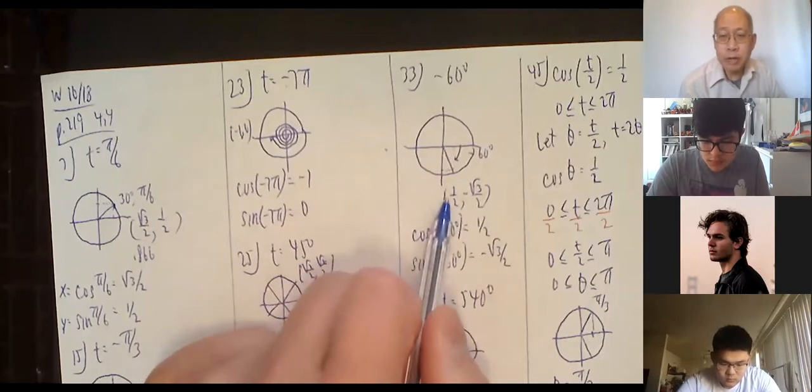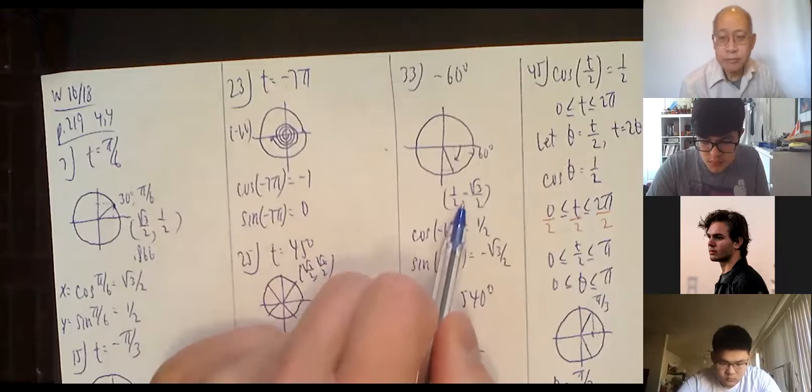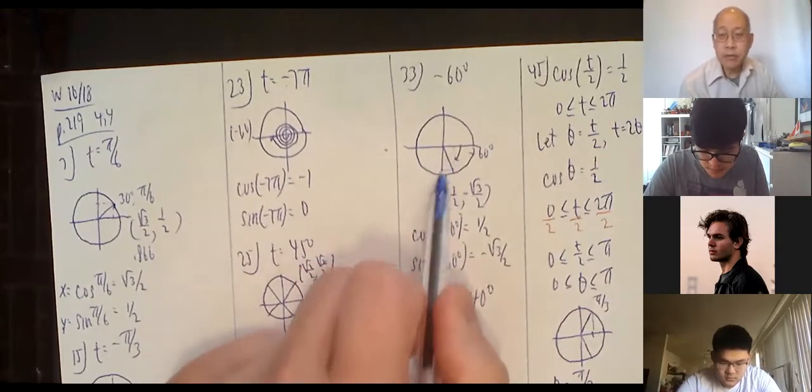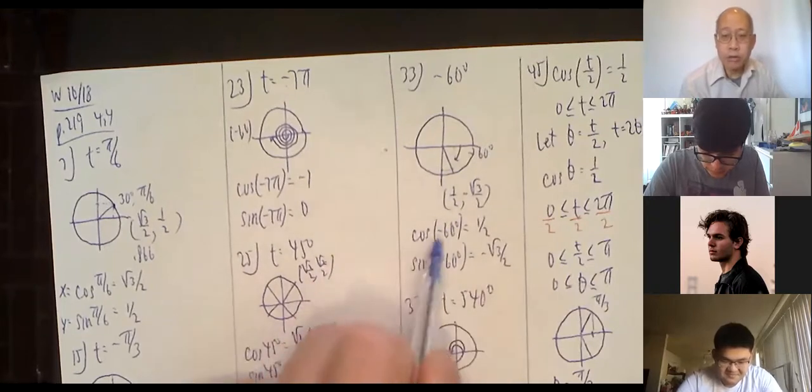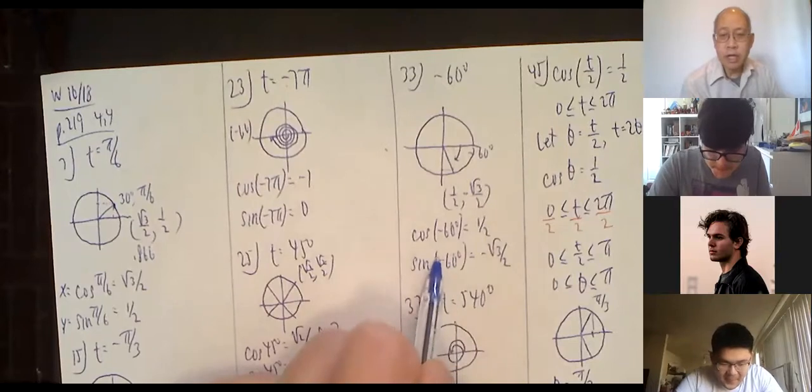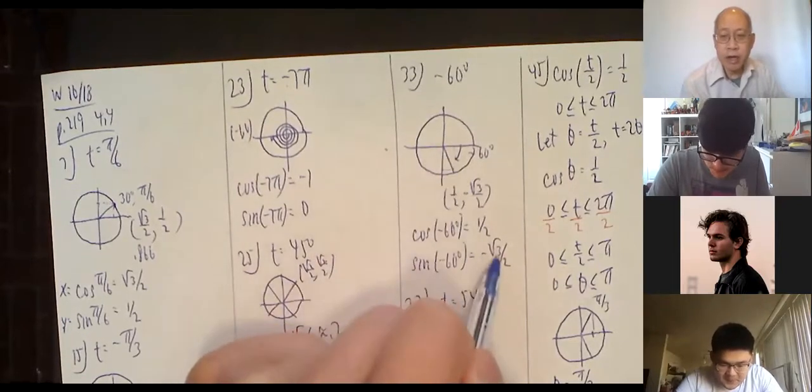Quadrant 4, x is positive, y is negative. Okay, so cosine, sine, ask for the x coordinate, y coordinate. Cosine of negative 60 degrees, x coordinate 1/2. Sine of negative 60 degrees, negative radical 3 over 2.